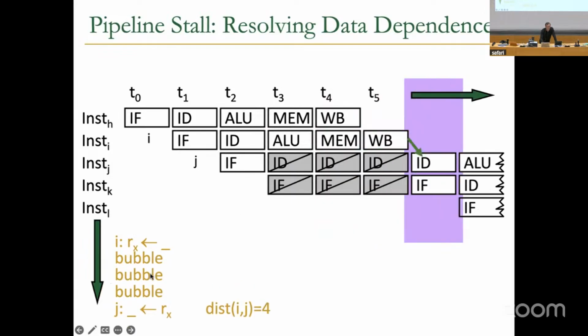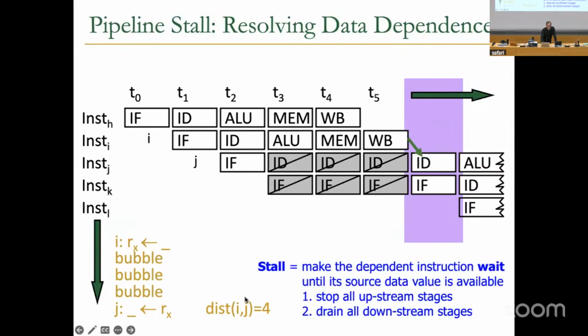So basically, we insert bubbles in the pipeline. Instead of this instruction moving in the pipeline, a no-op, no operation, moves in the pipeline, and you don't do anything. You're basically stalling. And that's the idea. The idea of a stall is to make the dependent instruction wait until its source data value is available.